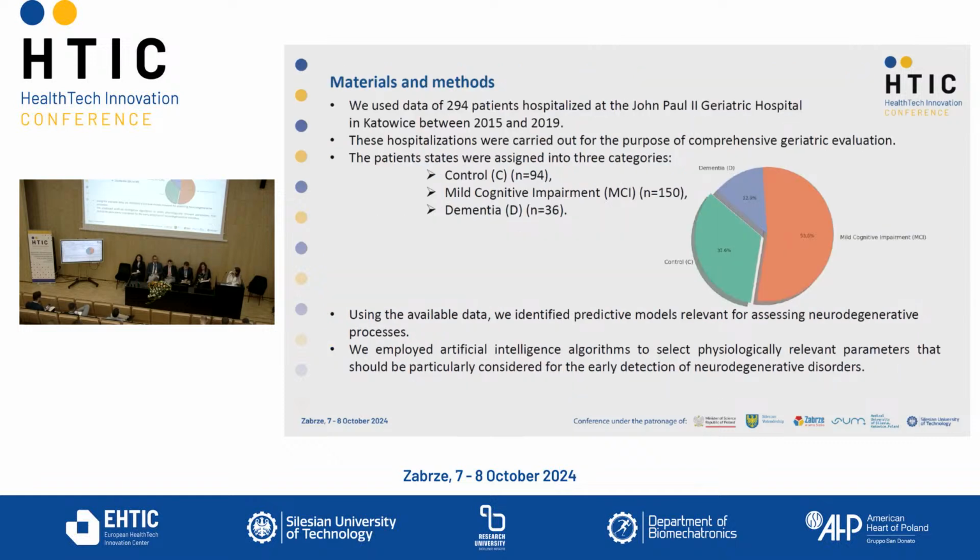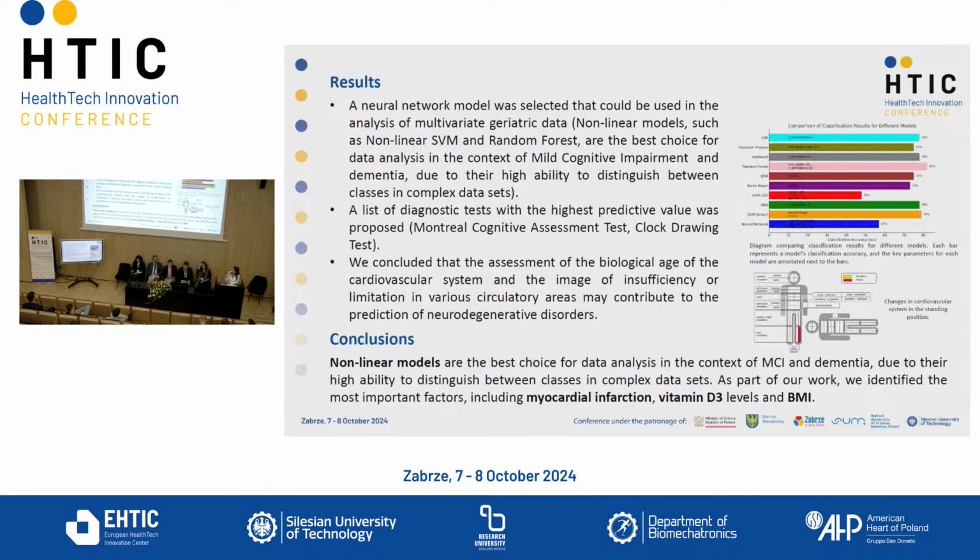In our work, we analyzed data from 294 patients. We divided the data into 3 groups: a control group, a group with mild cognitive impairment, and a group with dementia. We used AI methods, including neural networks and nonlinear models such as SVM and random forest, for analyzing the data. As a result, we identified that the SVM model is the best for analyzing geriatric data.